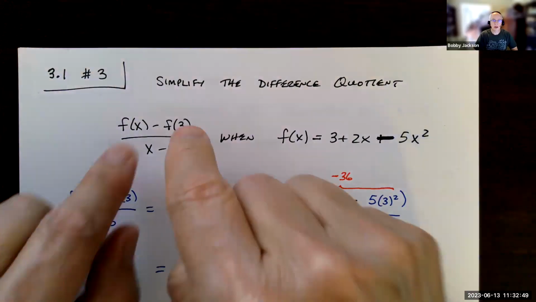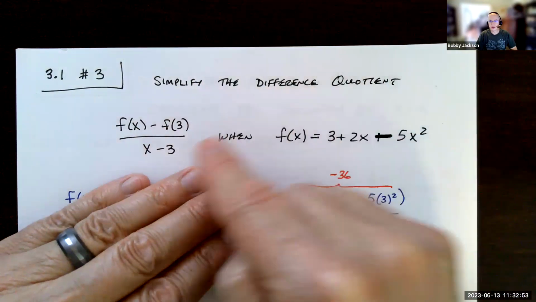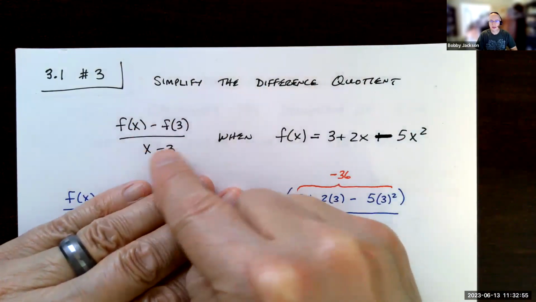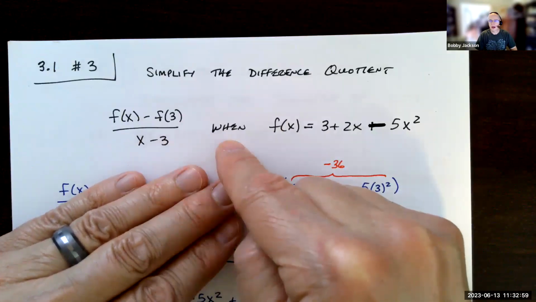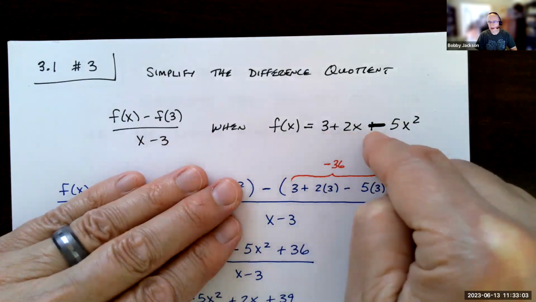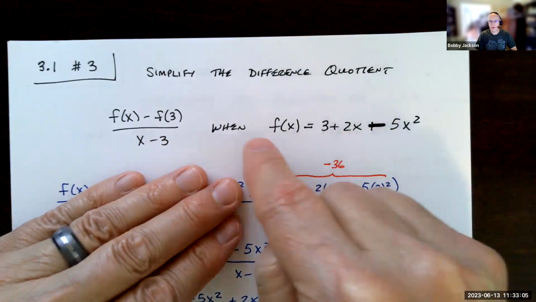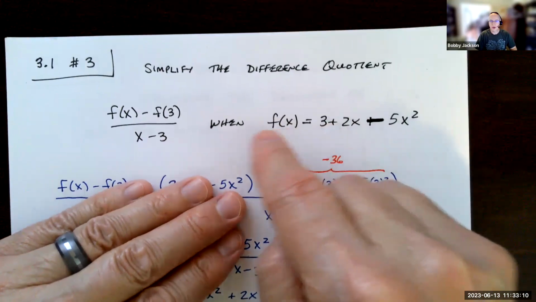Hey everyone, we're going to look at number 3 in section 3.1. We're going to simplify the difference quotient, which they have written this way. This indeed is the difference quotient, when f of x is this function, 3 plus 2x minus 5x squared. Your function that you're given should be similar to this one.